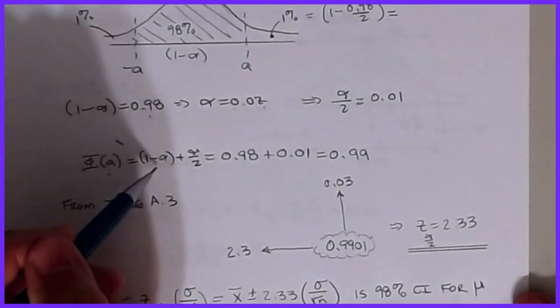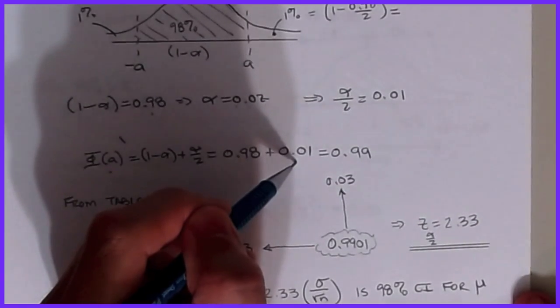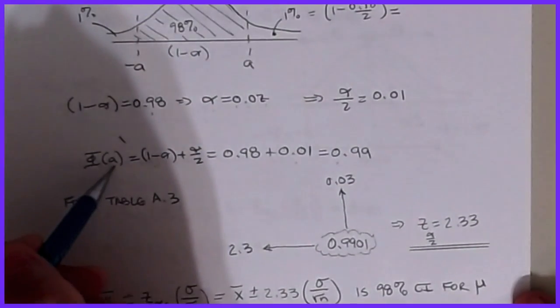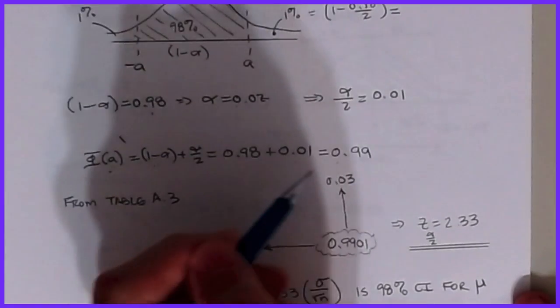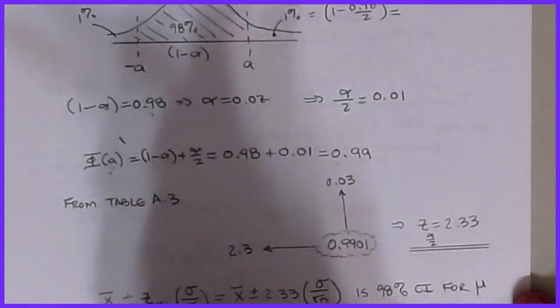We can then write the probability we're looking for on the standard normal table as my 98% plus alpha over 2, which would be 0.01. It means I'm looking for a probability on that upper limit, of everything being less than that, of 0.99.